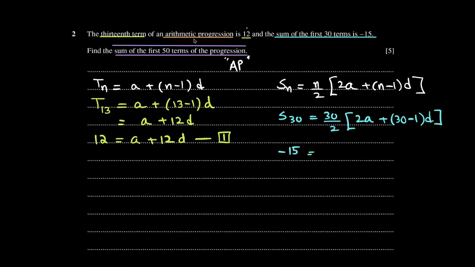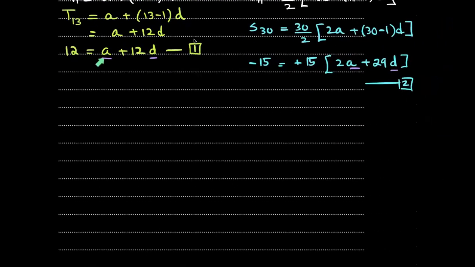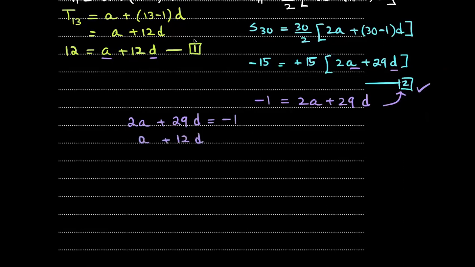Now we have to solve it simultaneously because a is unknown and d is unknown. So let's start solving. First of all, this expression is already simplified. Let's focus on this one. So we have negative 1 equals 2a plus 29d. This is the simplified format of equation 2. So let me write 2a plus 29d equals negative 1. And we have a plus 12d equals 12.